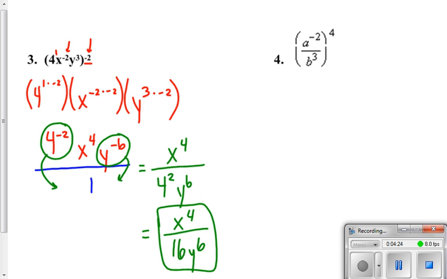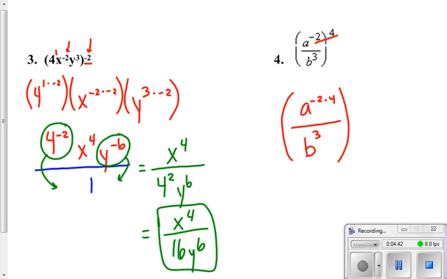Example 4, you have a fraction here. The fraction is raised to the 4th power. So basically deal with your numerator and your denominator. Here's my numerator. We have a to the negative second. Here's that power to power, so we're going to raise it to the 4th power. And on the bottom we have b to the 3rd, and that is being raised to the 4th power.